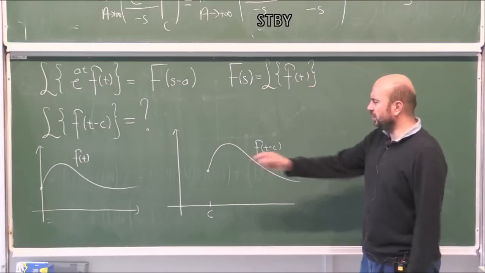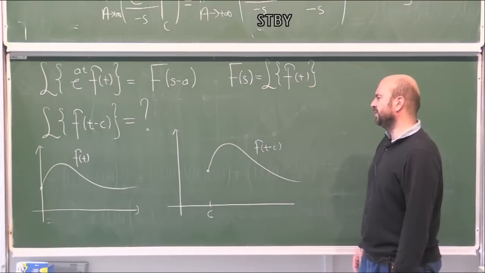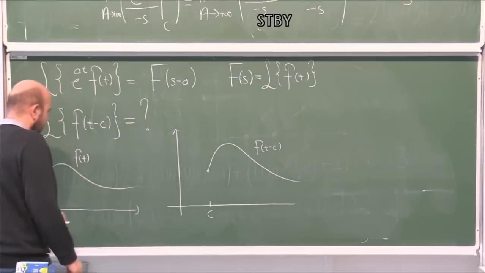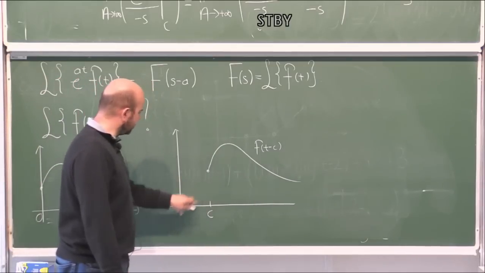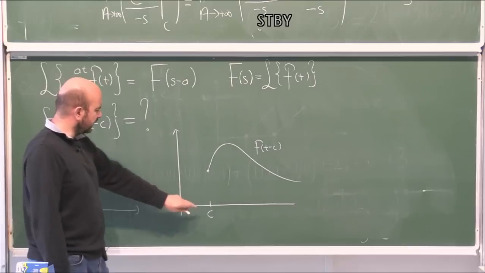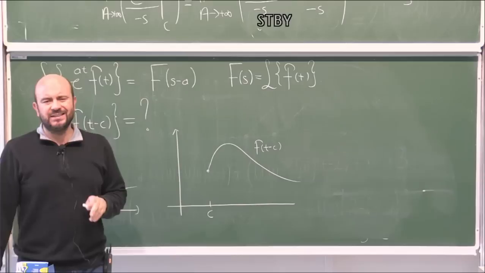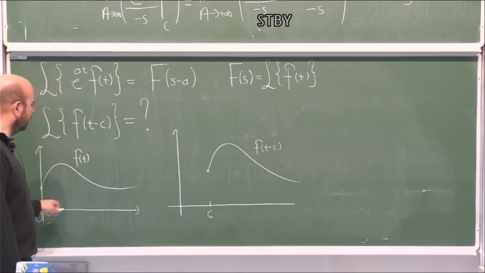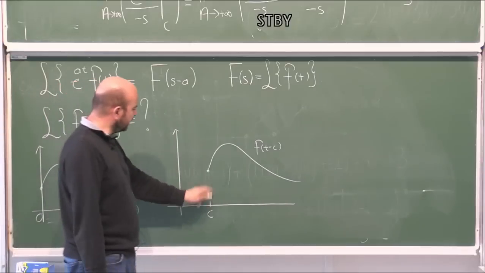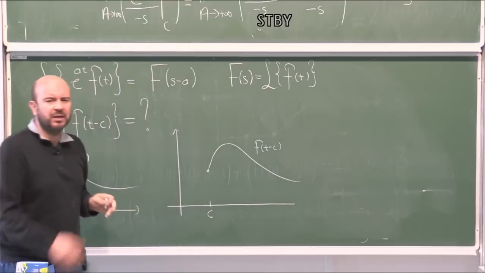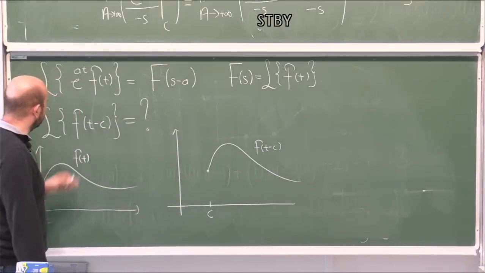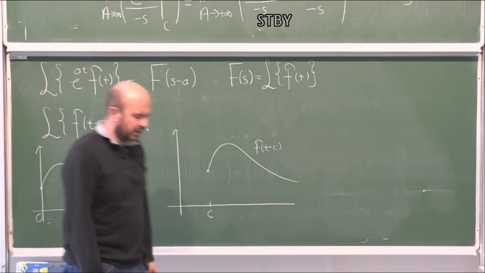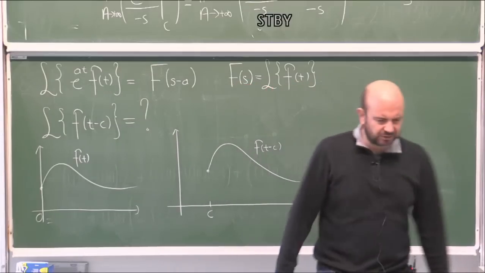Okay, so then you can consider this as the following. This is your signal starting from 0. But then it's the same signal, but starting at c. You can consider that there is a delay in the signal. The signal is not starting at time 0, it's waiting until time c, and then it starts. So we are trying to understand, if there is a delay in the signal, what happens in the s domain, under the Laplace transform?